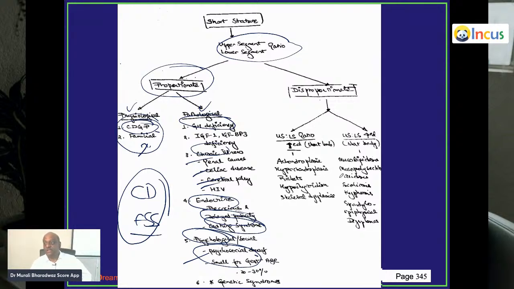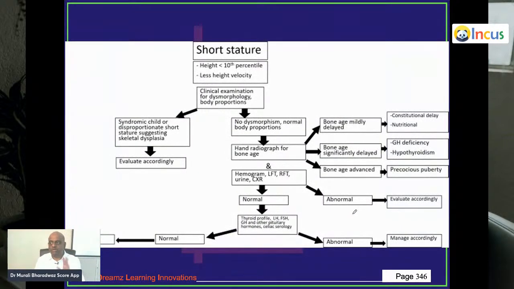Then disproportionate means upper segment to lower segment ratio. So you will see short limb or short body. Short limbs is a feature of achondroplasia, rickets, hypothyroidism, and skeletal dysplasias. Similarly, short body is a feature of some scoliosis, kyphosis, and all that. So this algorithm is there, no doctor? One question will come. Then one more important thing you remember.